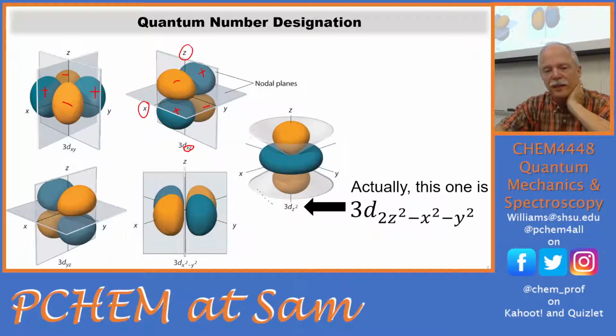And then when you see this d_z squared, they've kind of gotten lazy and just called it z squared, when really this orbital picture comes from this 2z squared minus x squared minus y squared.